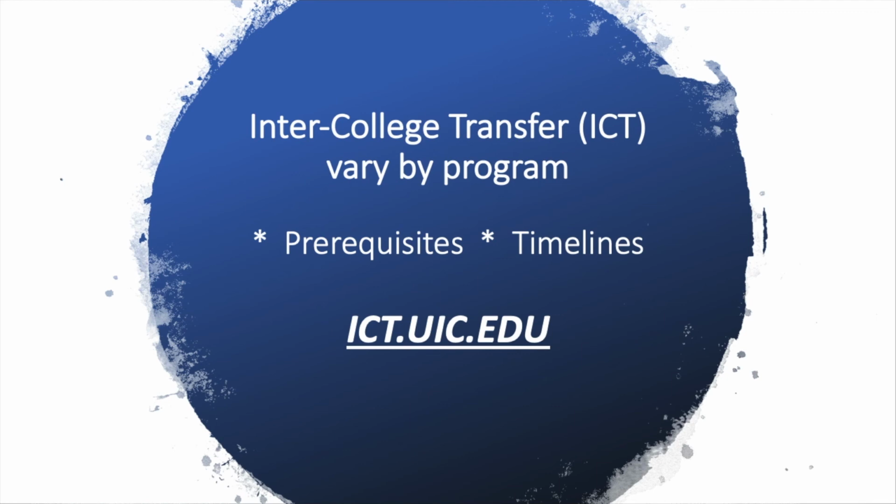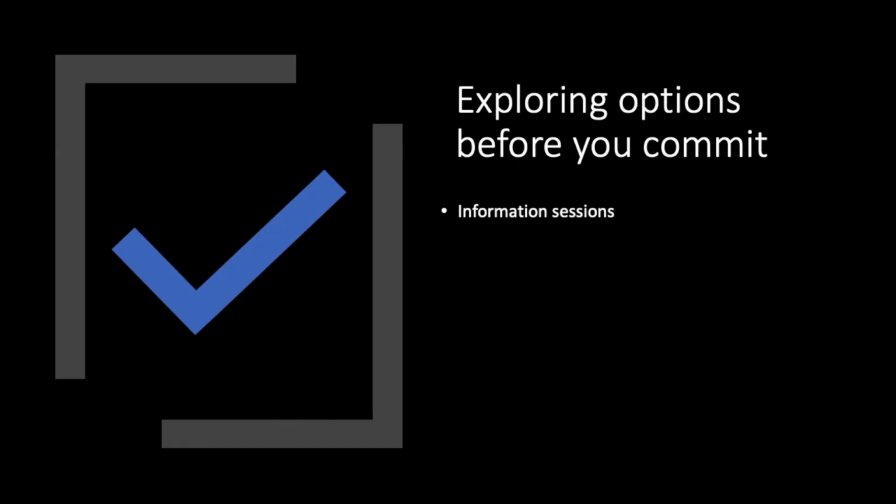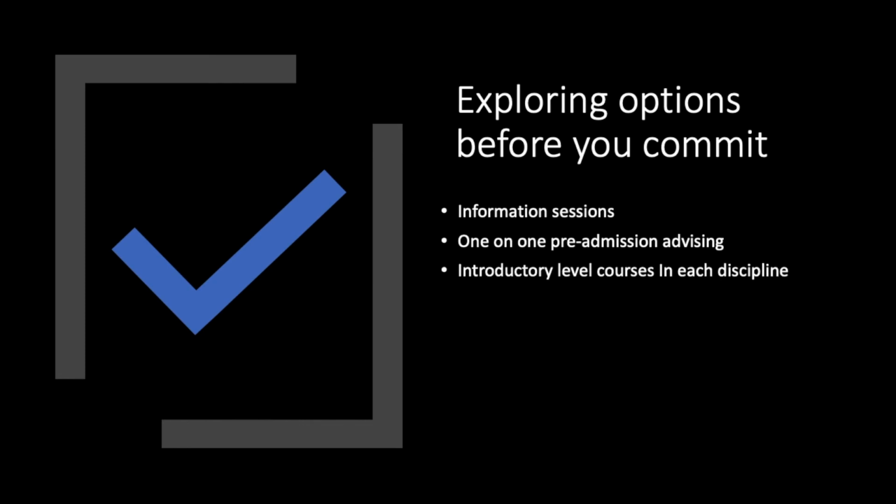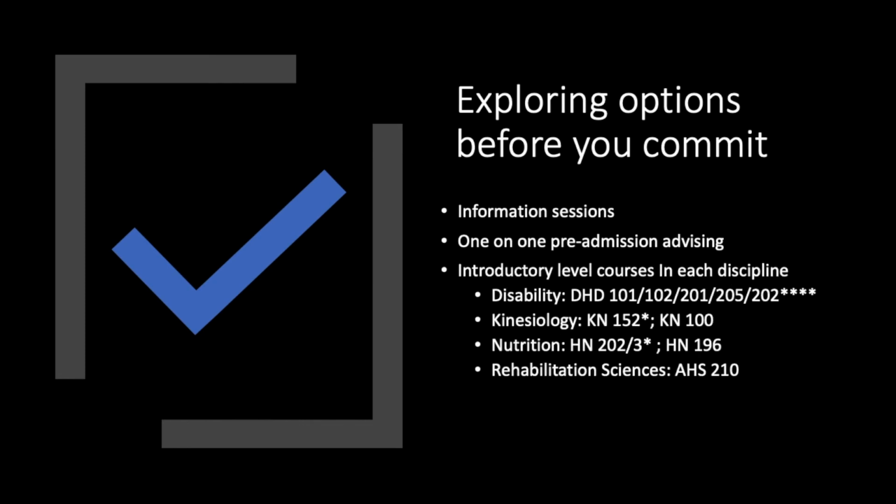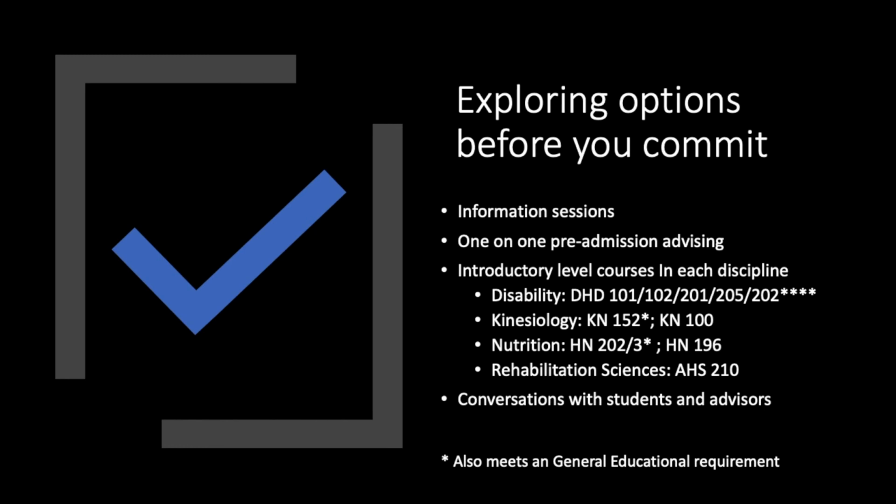If you are still wanting to learn more about a major, you can attend an information session or meet with an advisor to discuss pre-admission advising. An intro class could be a great win-win for you to explore a major and even knock out a general education requirement. There are available intro-level classes for 4 out of the 5 disciplines. Not all intro-level classes fulfill a general ed requirement, so be sure to talk with your current advisor before registering.